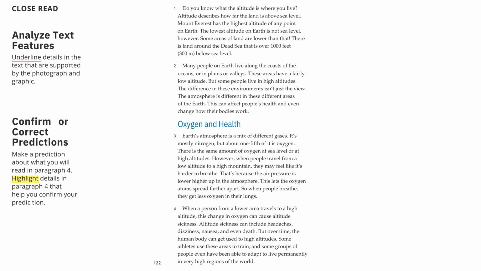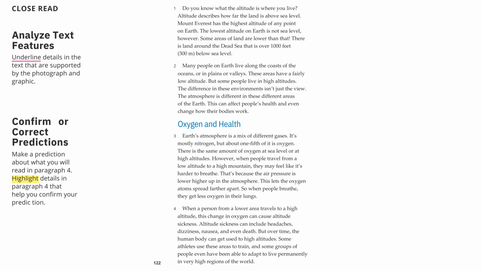But over time, the human body can get used to high altitudes. Some athletes use these areas to train, and some groups of people have even been able to adapt to live permanently in very high regions of the world.